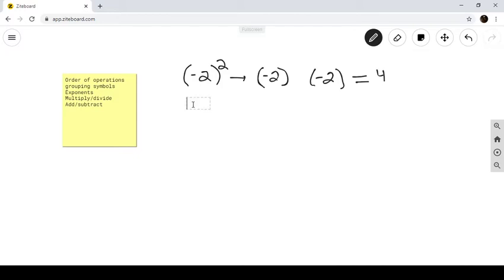As opposed to if we have no parentheses. Again, this exponent only acts on the thing directly next to it. And what's directly next to it? 2. So the negative is there, but it's not getting included in that square. Again, the exponent only acts on the thing directly next to it, so this is telling us to multiply 2 by itself. So 2 times 2 is 4. Apply that negative, we have negative 4.